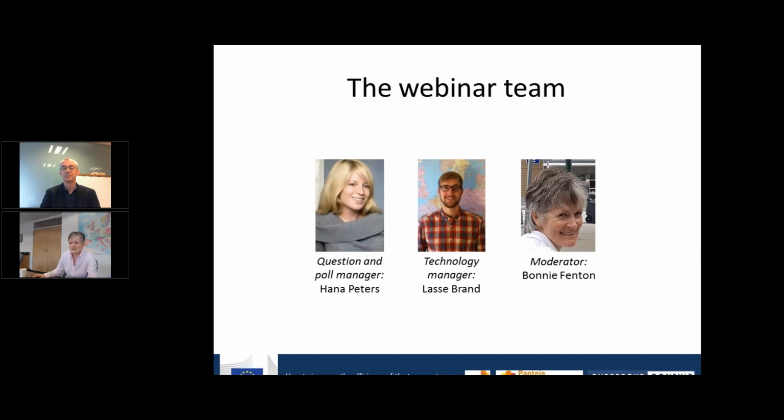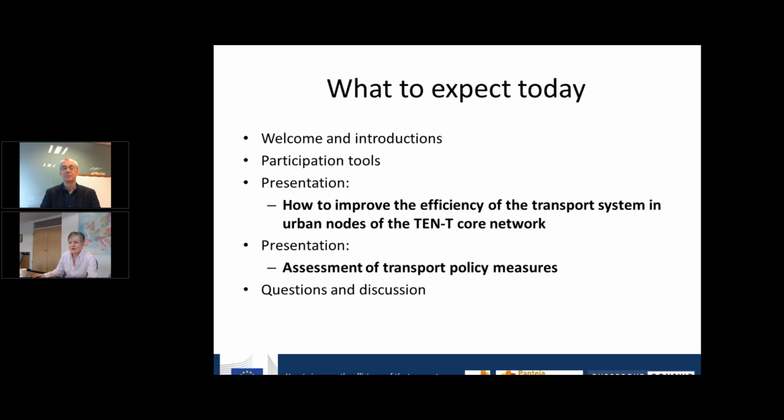Okay, so that's something about who is here, what to expect today. Welcome and introductions, we've just had that. Participation tools, we've just seen those. So we'll get to the main part, the reason that you're here today, which is the two presentations we'll be seeing. The first one: how to improve the efficiency of the transport system in urban nodes of the TEN-T core network. So this is basically the title of our webinar. And the second one is the assessment of transport policy measures, looking at how it's actually done and the methodology used within this project.